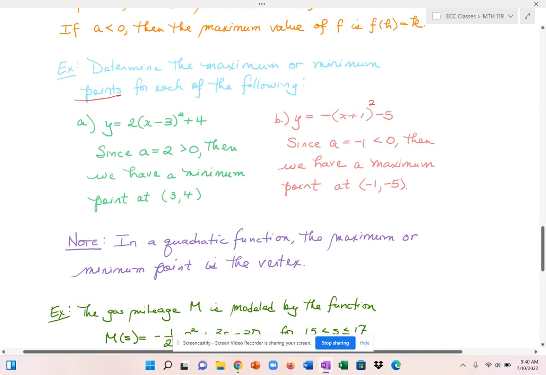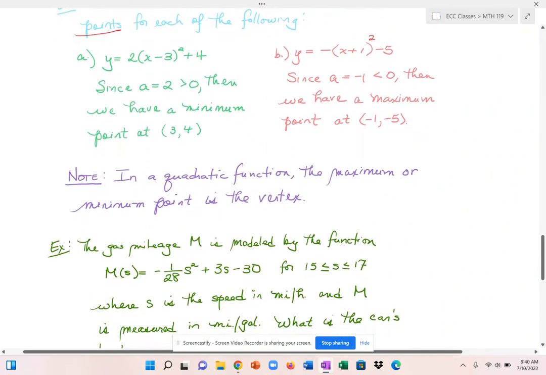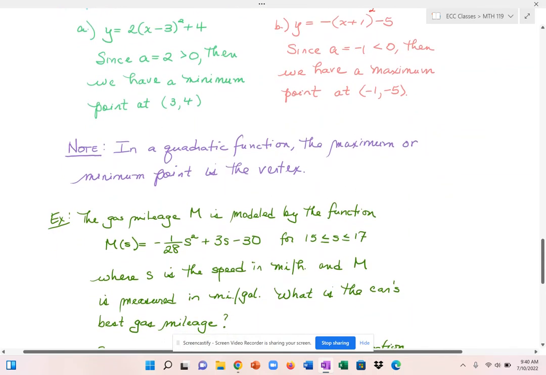And again, the maximum or minimum is just another term for the vertex. Okay, so here we have an example. The gas mileage m is modeled by the function m of s equal to negative 1 over 28 s squared plus 3s minus 30 for s between 15 and 70, including 15 and 70, where s is the speed in miles per hour and m is measured in miles per gallon. What's the car's best gas mileage? So in other words, we're being asked to find the maximum value for mileage, and m is mileage. So a maximum is going to be a vertex.